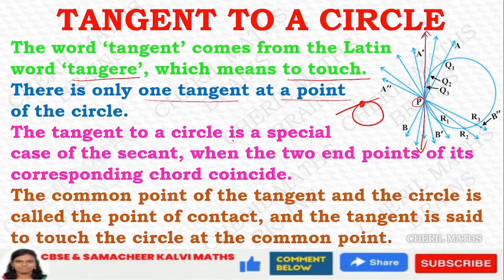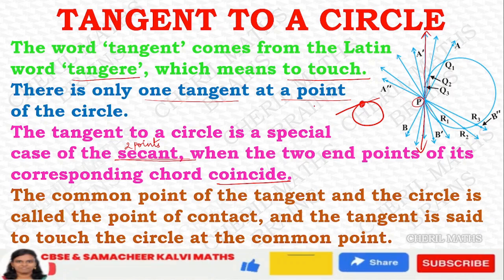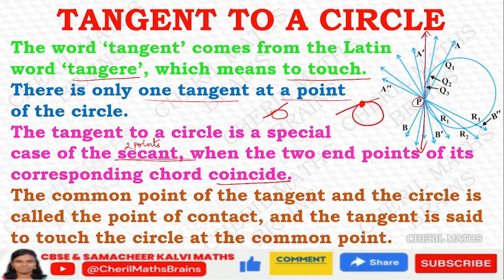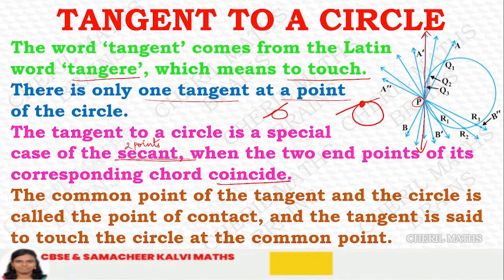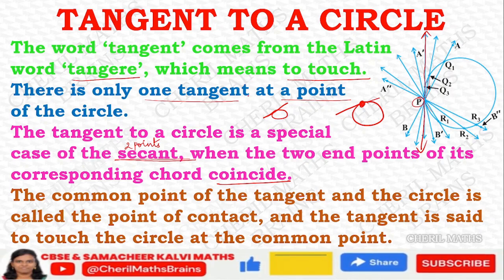And then, a tangent to a circle is a special case of a secant, because in a secant, as I told you, you have 2 points. If these 2 points are going to coincide, then it will be like this, isn't it, children? If you have 2 points and those 2 points are going to coincide, then you can say the secant is going to be a tangent. That is what is given here. The tangent to a circle is a special case of a secant only when the two endpoints of its corresponding chord are going to coincide. That means there is only one point. Both the points are going to touch each other.